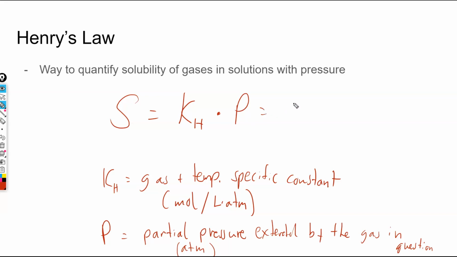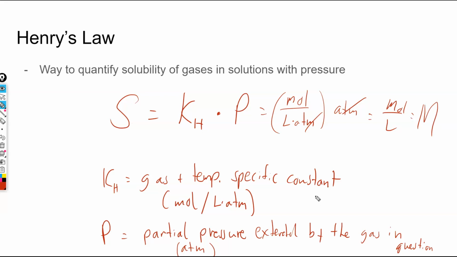So if you look at it, if we have moles over liters times atmospheres, times atmospheres, the atmospheres will cancel out, and then the units for solubility will actually be moles over liters, or molarity. So there we go. So let's look at a problem we can use real quick, and then we should be good.